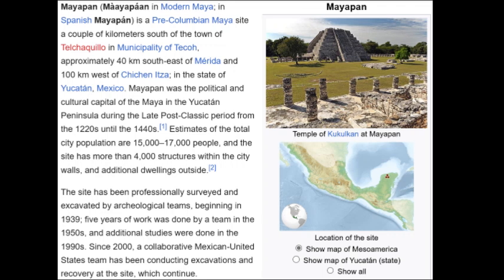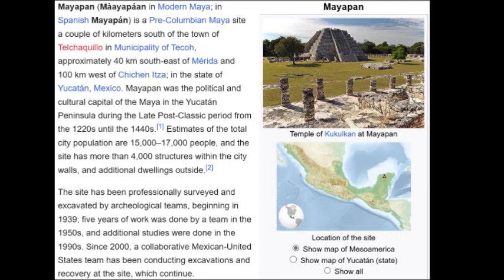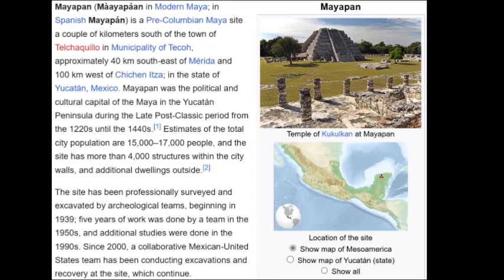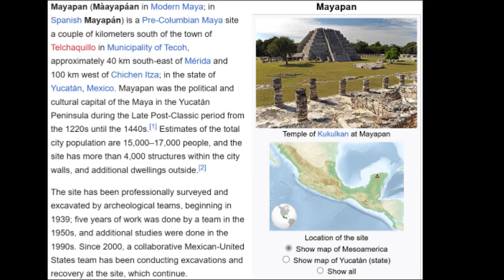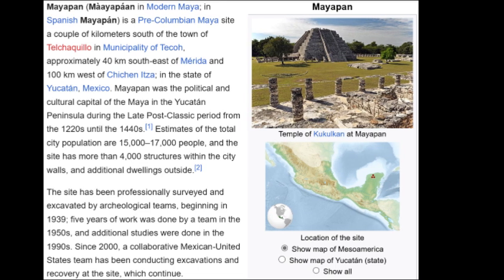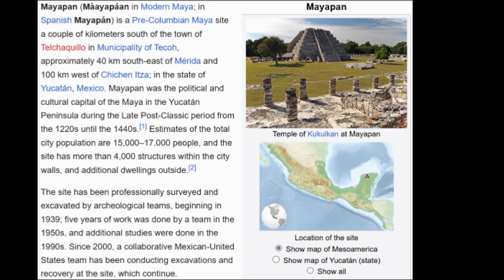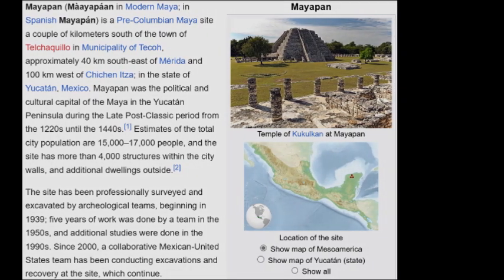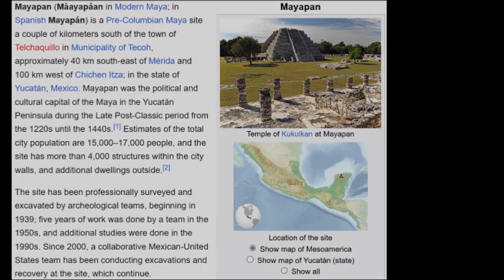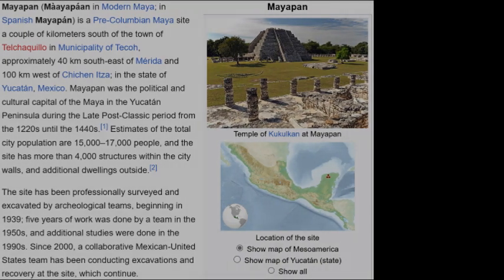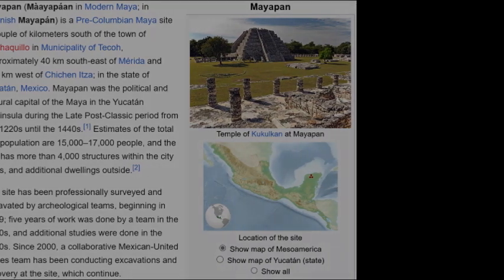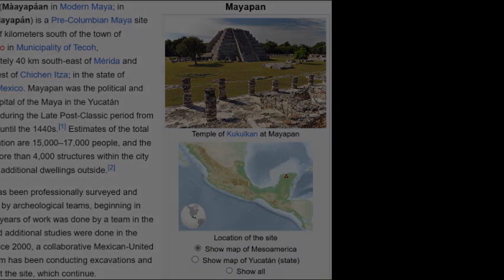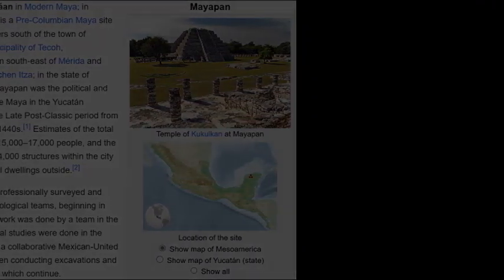Anyway, the site has been professionally surveyed, that means had all of its things stolen, and excavated by archaeological teams, like I said. Beginning in 1939, 5 years of work was done by a team in the 1950s, and additional studies were done in the 1990s. Since 2000, a collaborative Mexican and United States team has been conducting excavations and recovery at the site, which continue, and of course are done on behalf of the United Nations, not the people that live in the area, or that apparently have any claim to it.